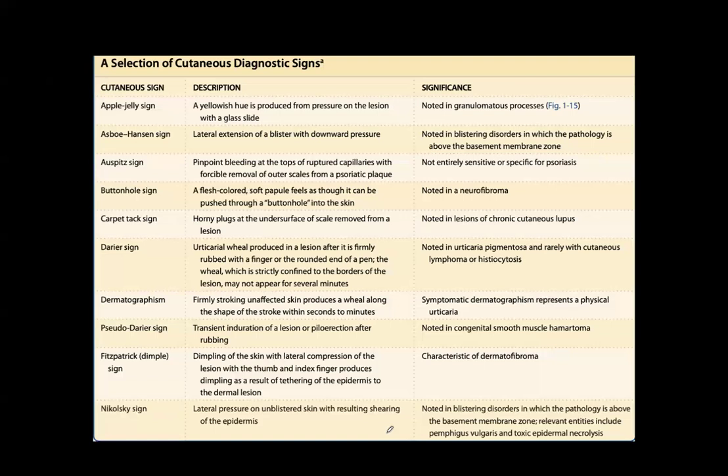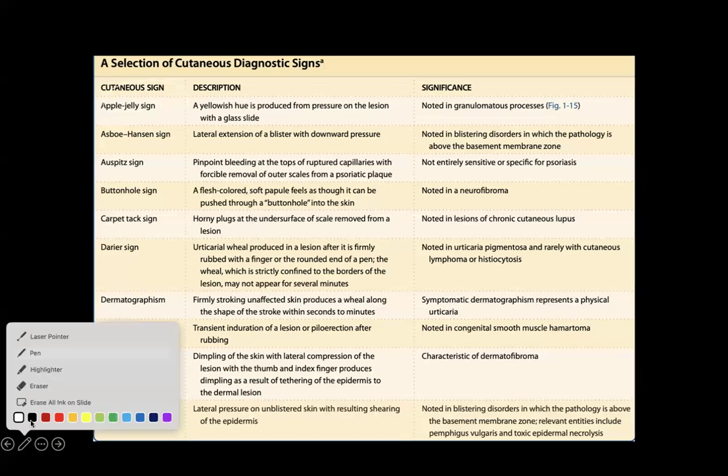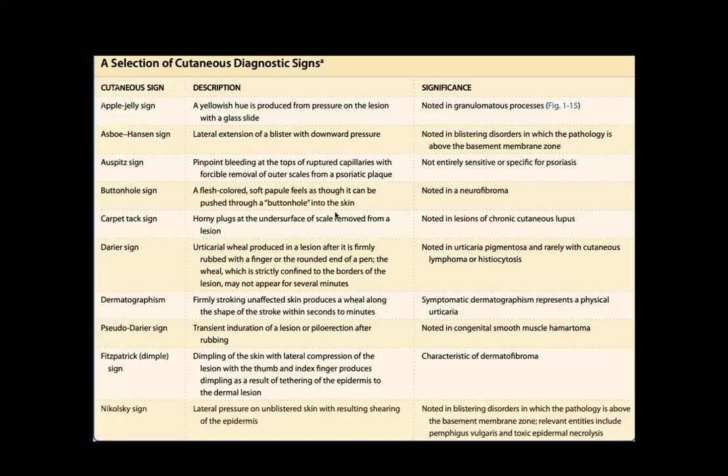Then some of the diagnostic signs. There is something called the apple jelly sign. What is an apple jelly sign? Just a second, I'll just change the color. It is a yellowish hue produced from pressure on the lesion. Typically, it is seen in granulomatous conditions. Then there is the Asboe-Hansen sign, which is a lateral extension of a blister, the lateral extension of the blister under downward pressure.